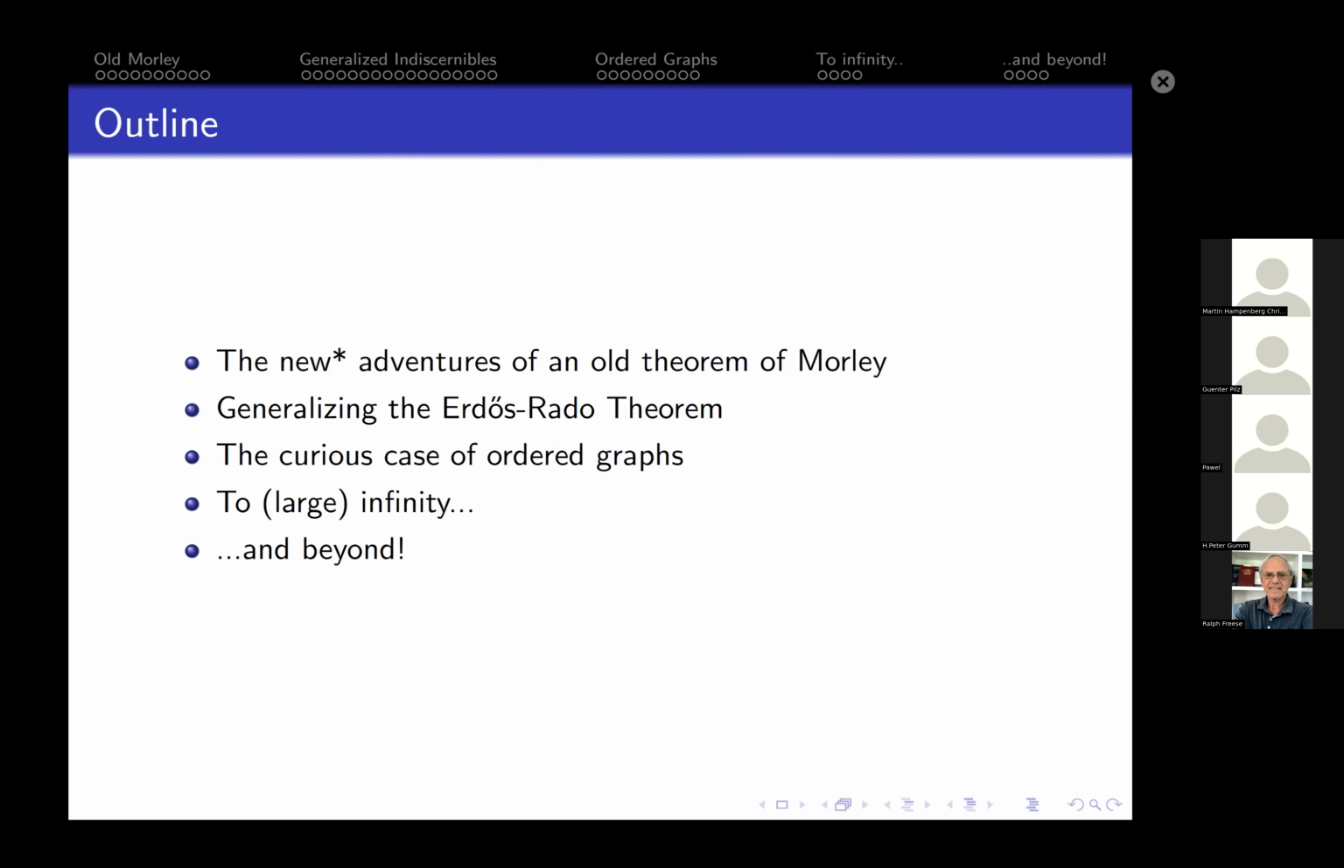Okay. So we're going to talk about new adventures in an old theorem of Morley, although there's an asterisk here because the new really means 1980 is when that started. Then we'll talk about the main thrust of this, which is the motivation to generalize the Erdős-Rado theorem. Then we'll talk about this weird thing that happened, and give some examples and motivation. Something weird happens with ordered graphs, and then we'll talk about how large cardinals and forcing enter the picture. That's the using set theory in the title.